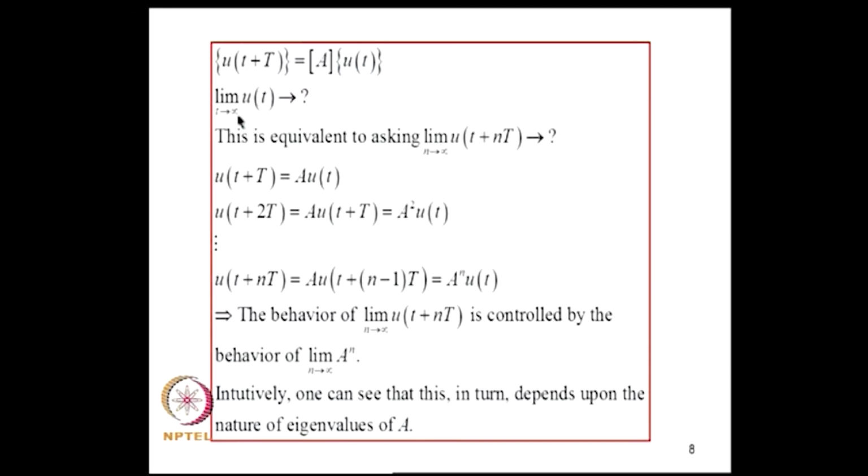Now, we are interested in finding the limit as t tends to infinity, what happens to u of t. This is equivalent to asking, I will write u of t as t plus nT and allow n to go to infinity, where n is an integer 1, 2, 3, 4, 5, 6 etcetera. Now, u of t plus T is A u of t, therefore, u of t plus 2T is A u of t plus T, which is A squared u of t, so on and so forth. So, if I write u of t plus nT, it will be A to the power of n u of t. So, the behavior of the limit as n tends to infinity of u of t plus nT is controlled by the behavior of A to the power of n as n tends to infinity. So, intuitively one can see that this in turn depends upon the nature of eigenvalues of A.